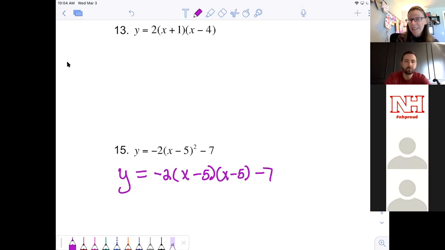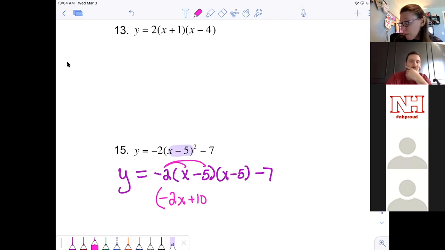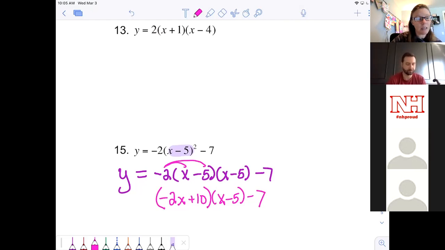So that's one of the key things. When it's squared, it means there are 2 of them. So you're going to write it twice. And then the second step is when you distribute, but make sure you distribute to both. So -2x, and then you also have to take -2 times -5. That's a positive 10. And then that goes back in parentheses. So the first quiz that you took, there were a lot of little mistakes on these problems. So write it twice, distribute it to both of them, and then don't forget those parentheses go back around it.